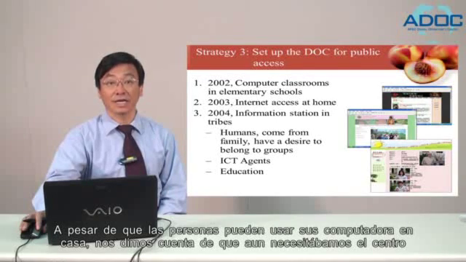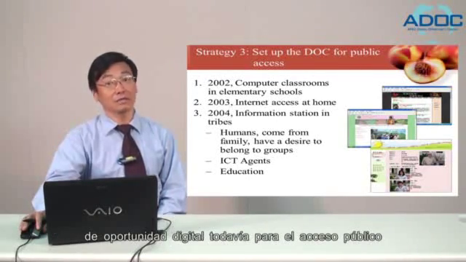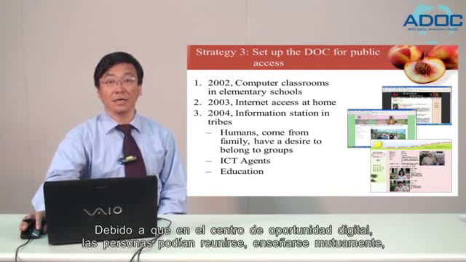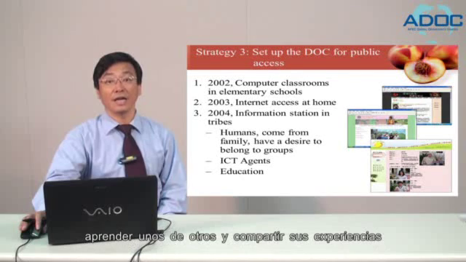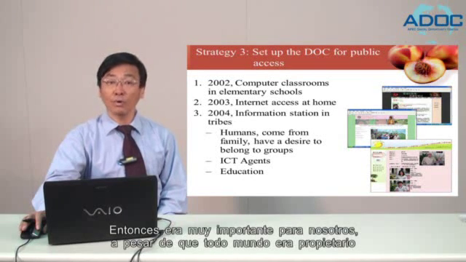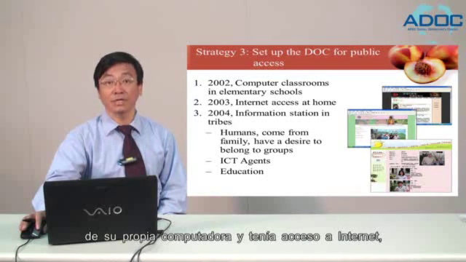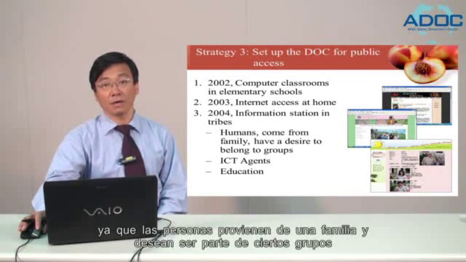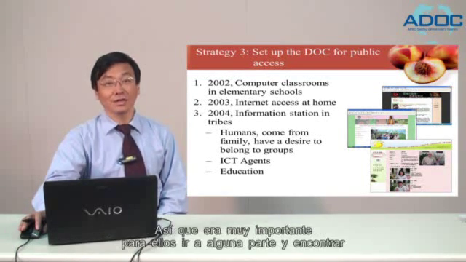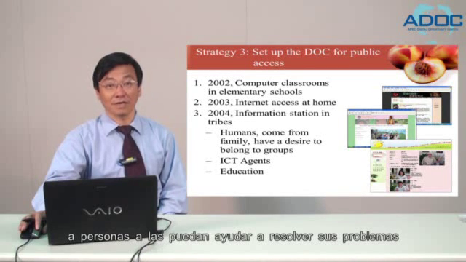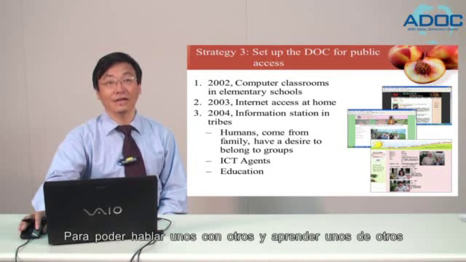Even though now people can use their computers at home, we realize that we still need a digital opportunity center for public access. Why? Because in the DOC, people can come together, teach each other, learn from each other, and share their experience. So even though everybody has their own computer and access to the internet, we still need a public information station like a DOC, because humans come from family and desire to belong to a certain group. So it is very important for them to go somewhere where there are people who can help them solve their problems. So they can talk to each other and learn from each other.